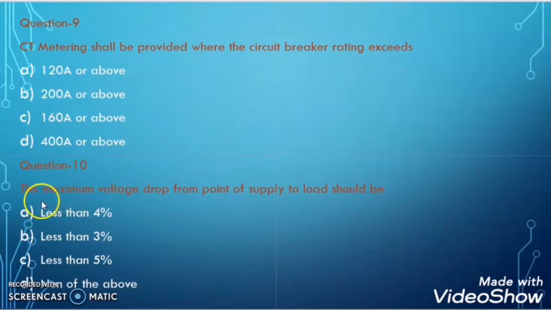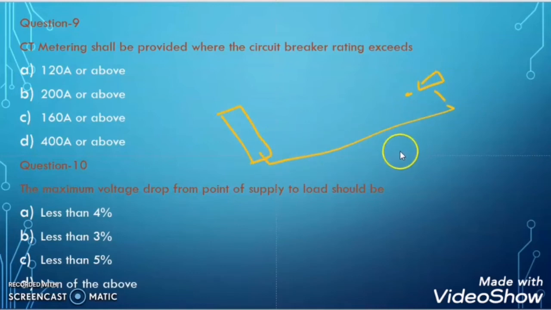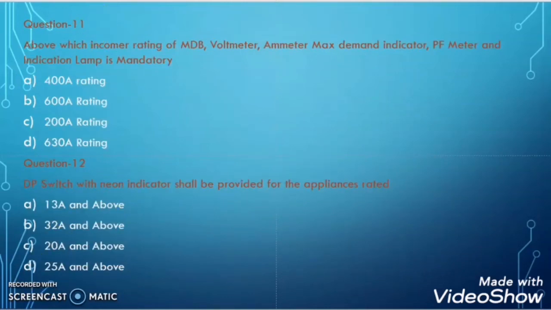Question number 10 asks: the maximum voltage drop from point of supply to load should be what? Less than 4%, less than 3%, less than 5%, or none of the above. As per the Dewa regulation, if any load is fed from the panel, in my case a motor, then the voltage drop from the panel to the motor should not exceed 4%. So the correct answer will be less than 4%. Let's move to question number 11.